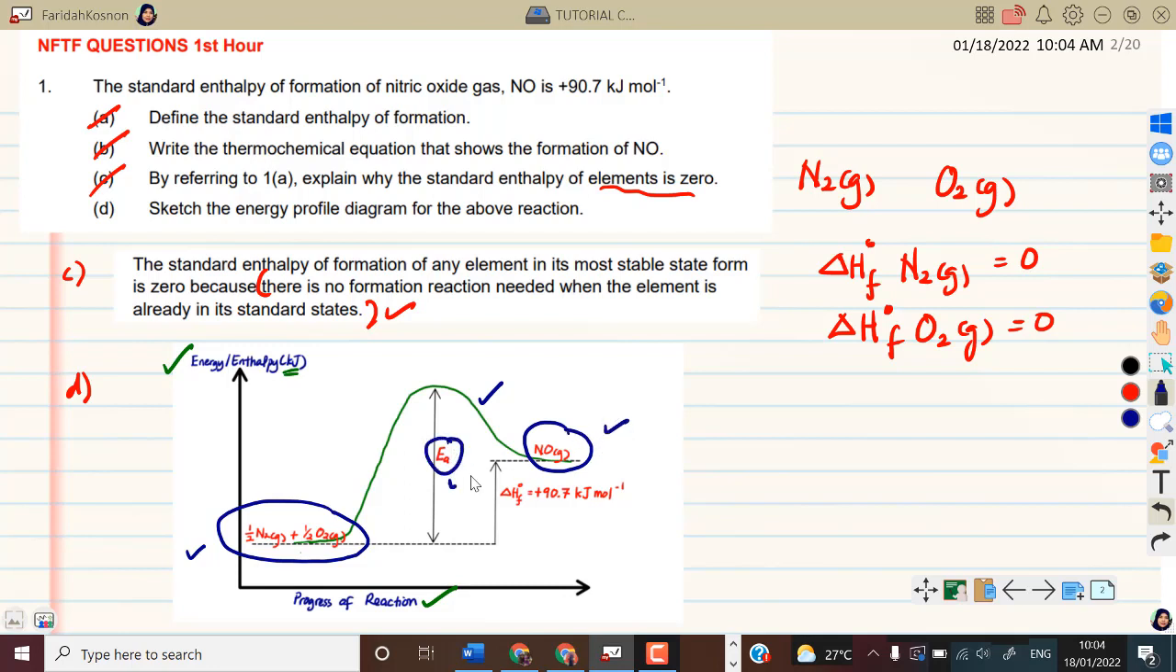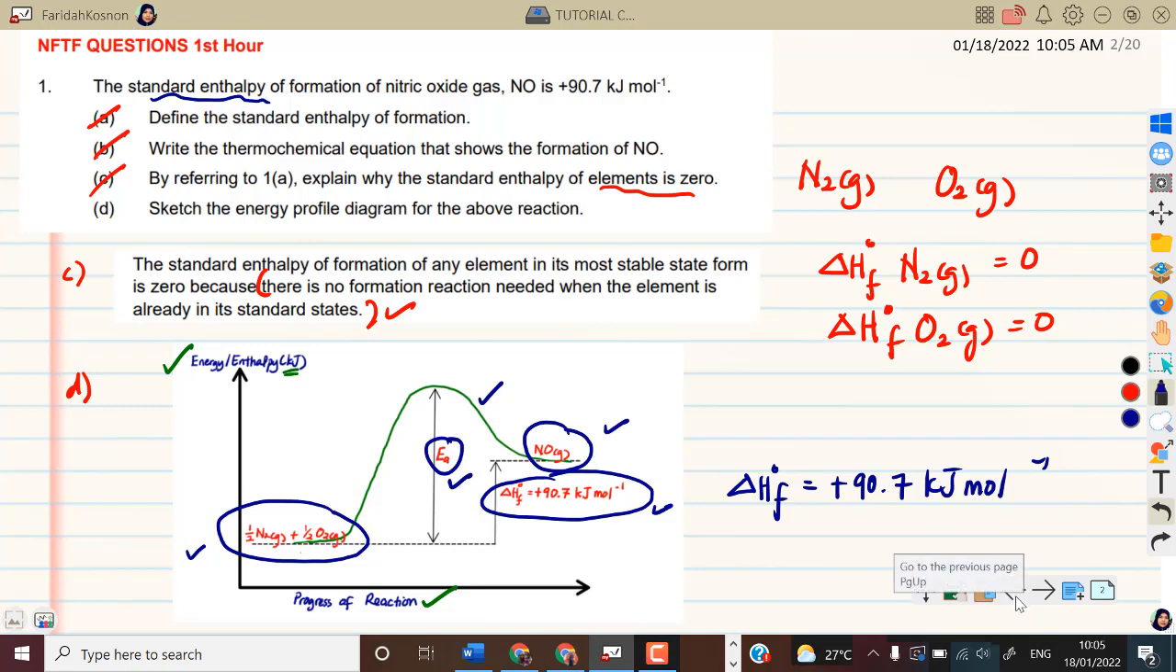Label the EA. Okay, tunjukkan dengan arrow and label the standard enthalpy of formation. You tengok kat sini, mesti dilabel sebagai delta H node F. Okay, positive 90.7 kilojoule per mole. So, mesti ada note tu sebab dia dah mention kat situ, standard enthalpy of formation. Dalam soalan yang dia sebut, standard enthalpy of formation.